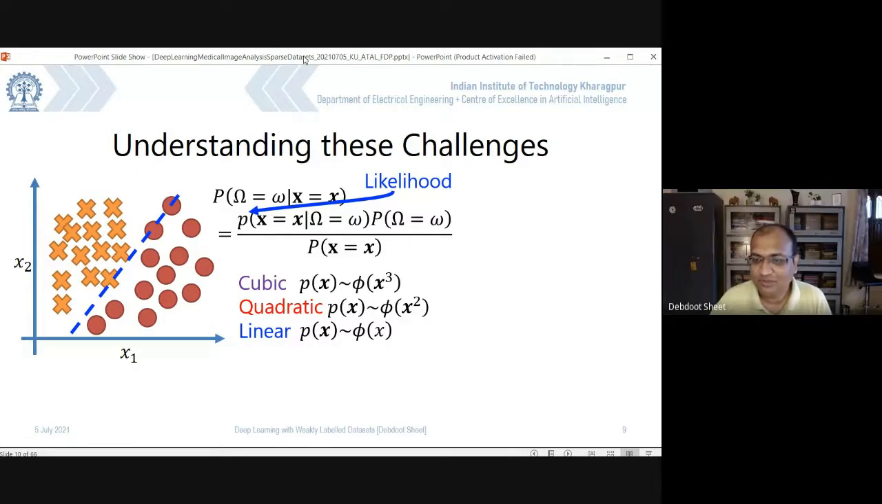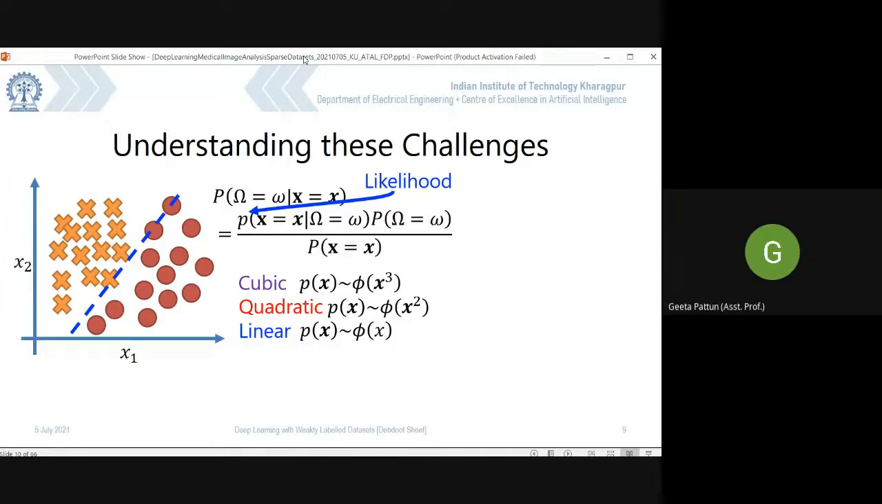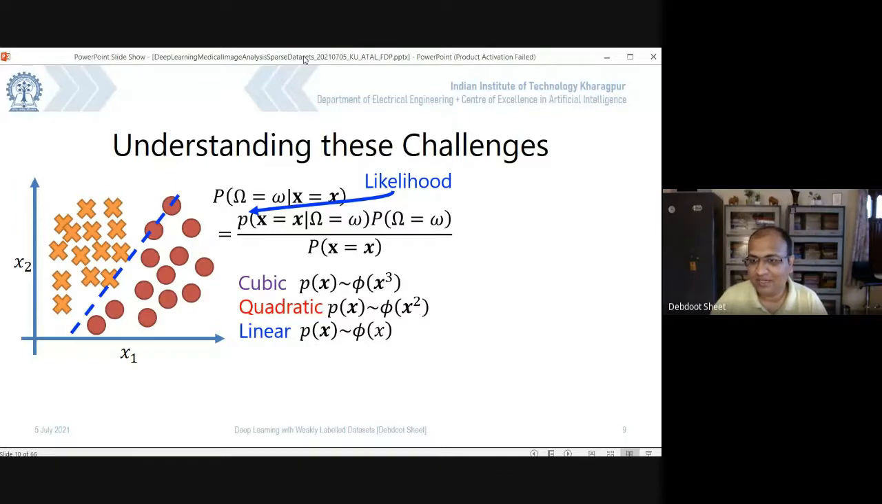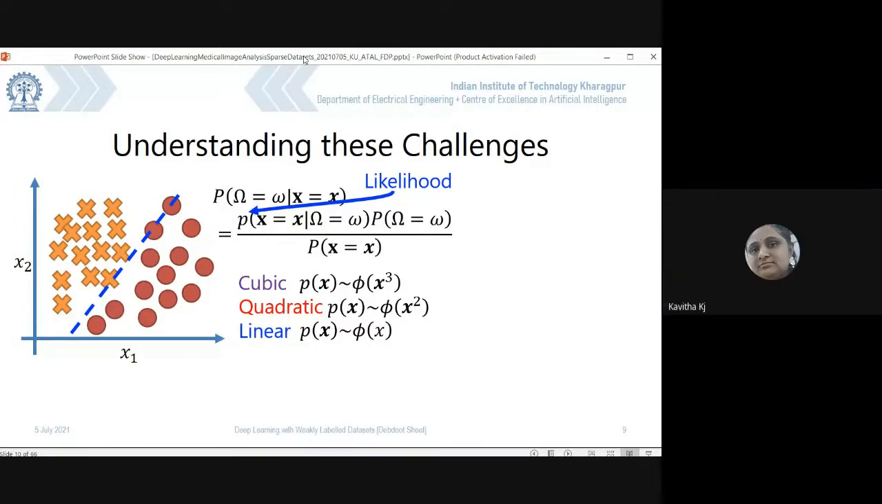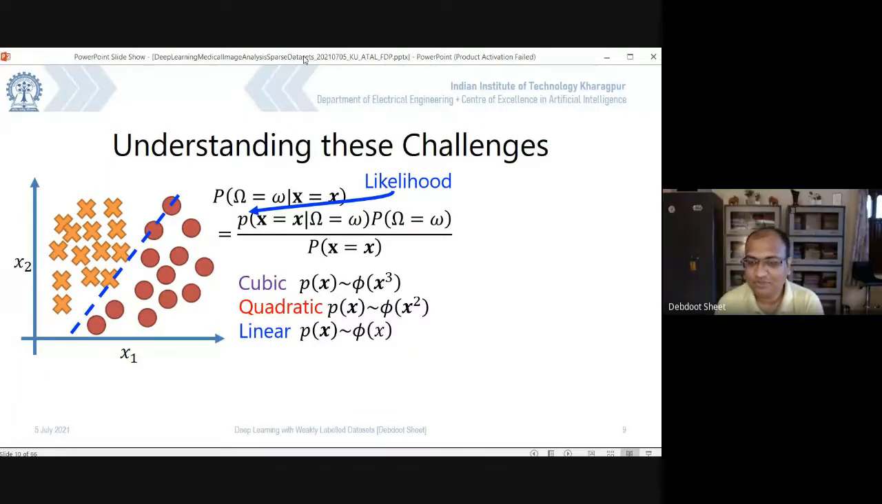In y is equal to mx plus c, if I give you a set of data points and I ask you to fit a line to these data points, then what are the free variables which need to be optimized in order to fit that line? M and C are the two independent parameters which need to be fit. The two free variables which you need to fit are M and C.